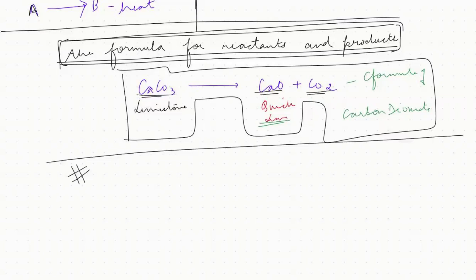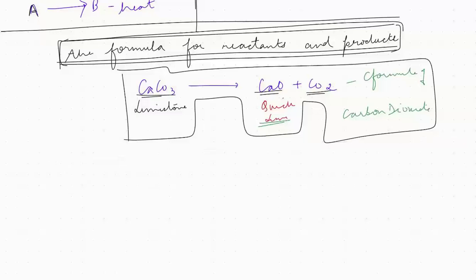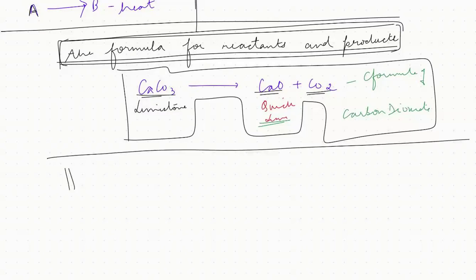Now, next, what do we have in here? Got the point? Yes. Okay. Now you understand. So we would have CaCO3 to give me CaO and CO2. Okay. This is one part.